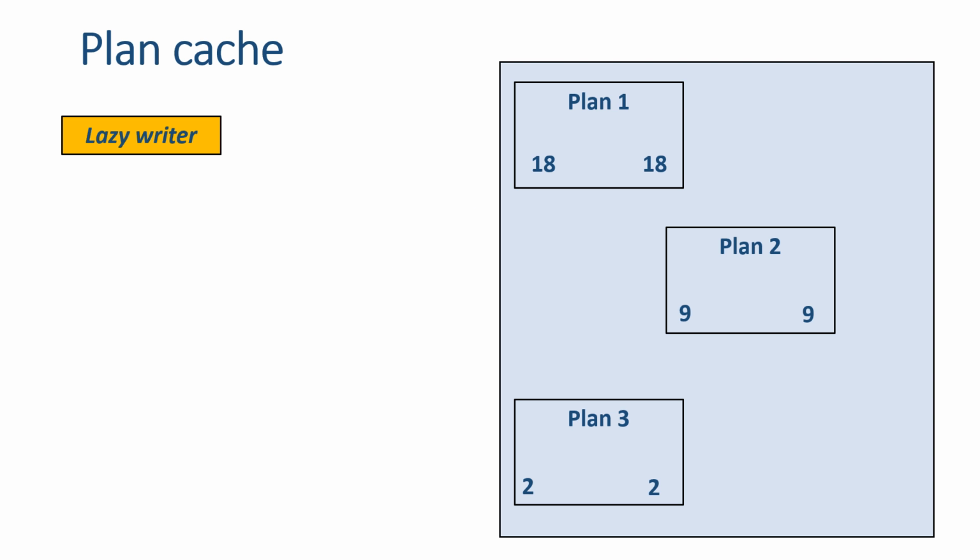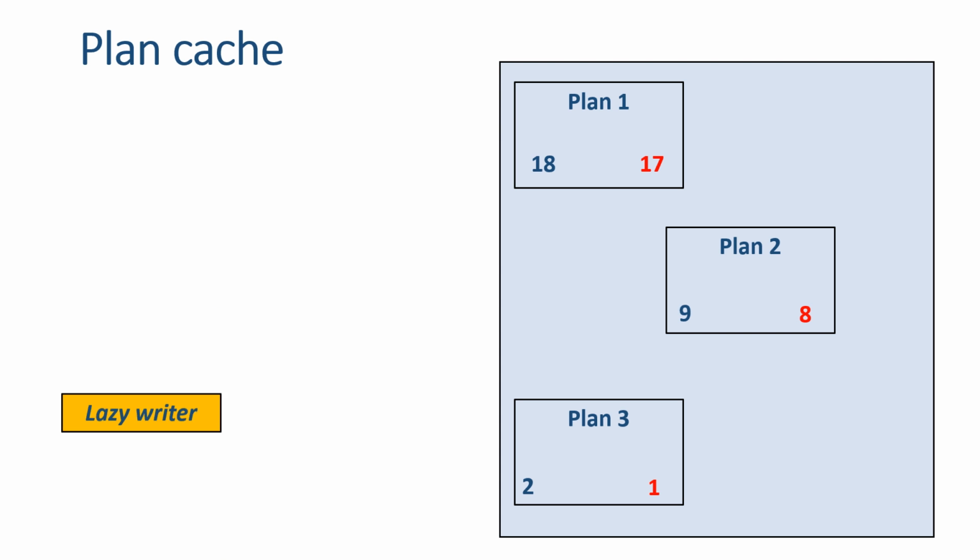In our example right now, none of them are used. So it will decrement the plan 1 complexity countdown value from 18 to 17, for plan 2 from 9 to 8, and for plan 3 from 2 to 1. And the lazy writer will go away.